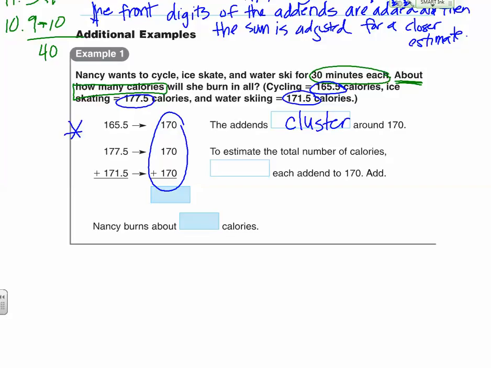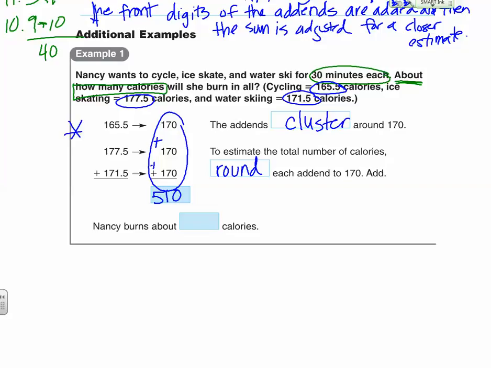So to estimate the total number of calories, we went ahead and rounded each value to 170, and then we're just going to add that. Again, it makes it an easier problem to solve. So 170 plus 170 plus 170, if you can do it off to the side, or obviously take a look at my answer, but you would get 510.